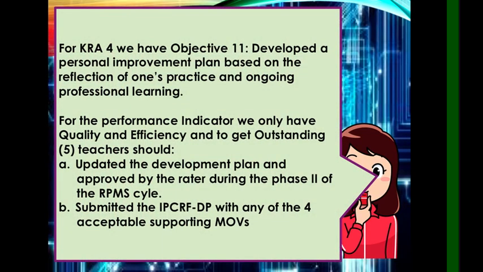And finally, for the performance indicator under Objective 11, we only have quality and efficiency, and to get the outstanding 5 grade, the teacher should update the development plan and have it approved by the rater during Phase 2 of the RPMS cycle. So Phase 2 is nearer. I think this is on March. So you should already have the development plan, submitted the IPCRF DP with any of the 4 acceptable supporting MOVs as mentioned a while ago.